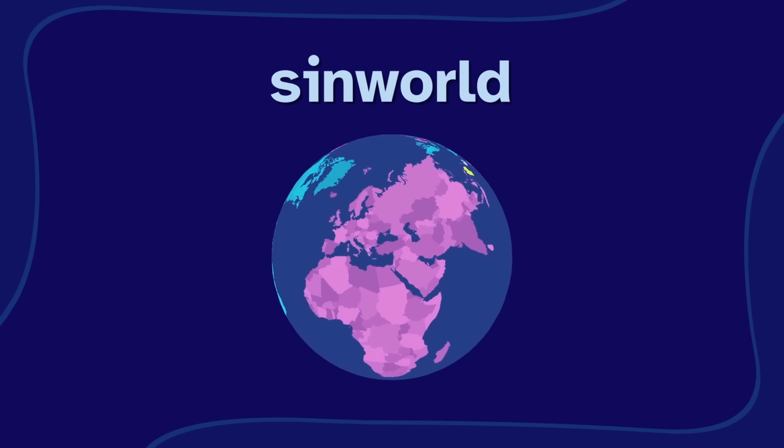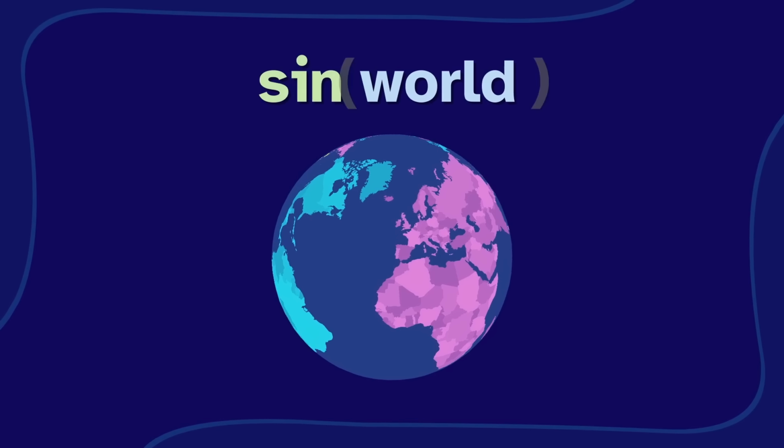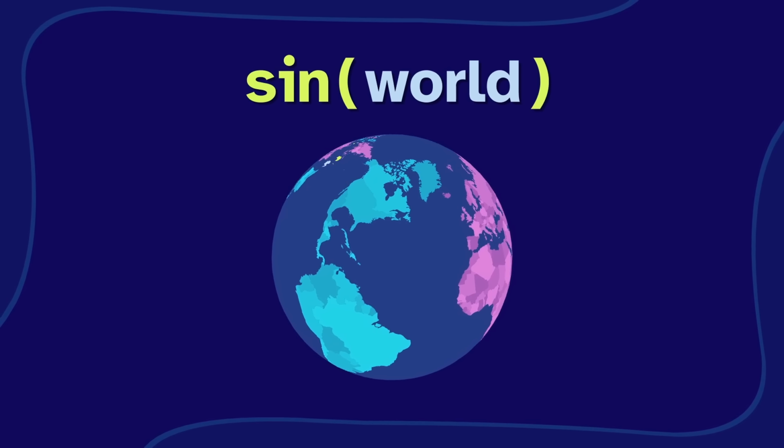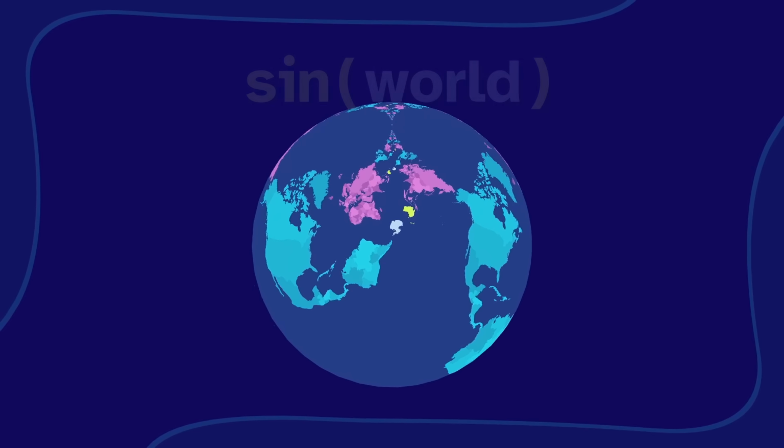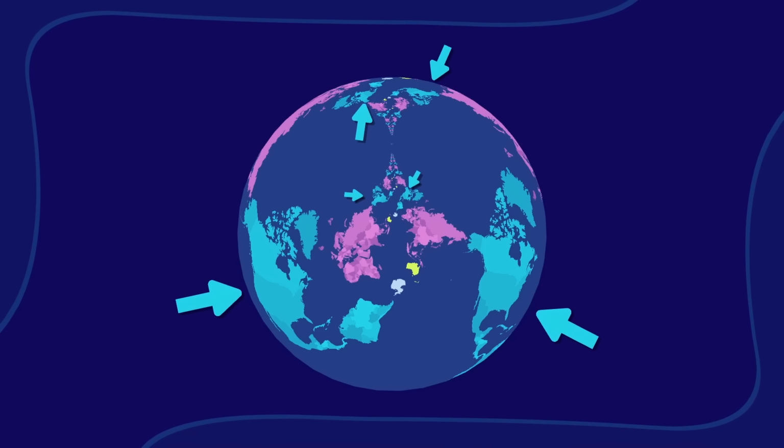This is Sin World. Wait, sorry. This is Sine of the World. We can apply a mathematical function to the globe. And notice there's a lot of repetition. There are a bunch of different copies of Turtle Island.